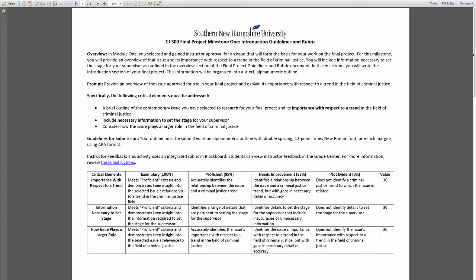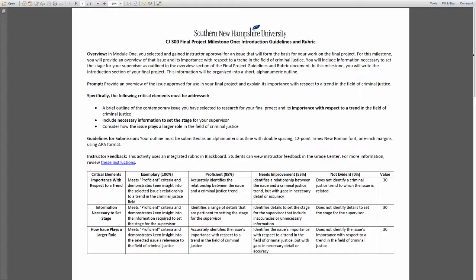And so the overview is that you should now have your issue approved. Okay, and I know some of you, not uncommon, are struggling with that sometimes. Okay, and so you take that issue, and it's important because you have to look at the trends with respect to the criminal justice field. So there has to be a reason for this research. Okay, you include information necessary to set the stage for your supervisor.